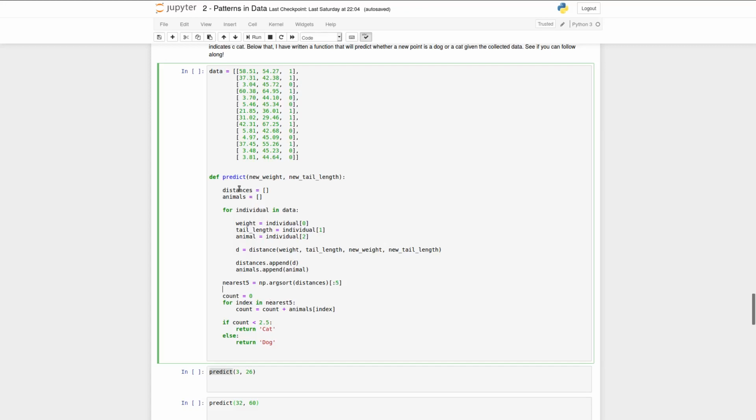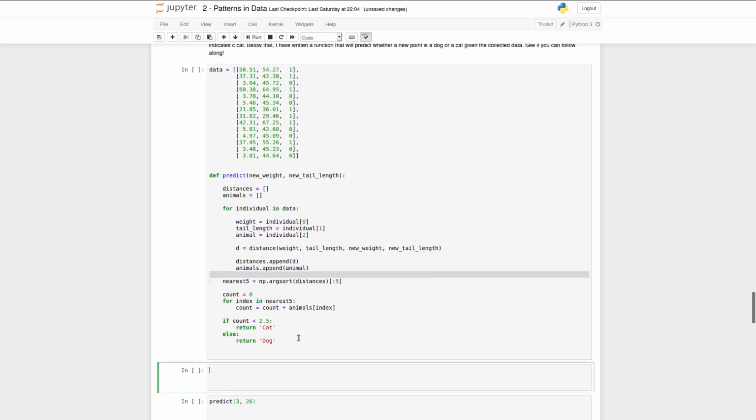So now we've got this list of distances. argsort is going to sort all of these distances in ascending order, so smallest to largest. And it's going to sort the argument, so it's going to sort the index of these numbers. Let me explain what this means. This is a little bit of a strange concept, perhaps.